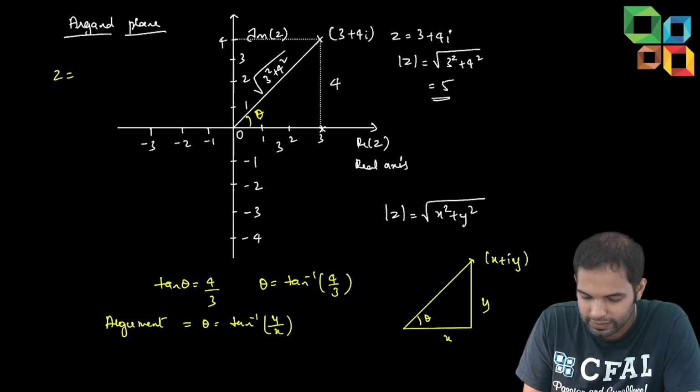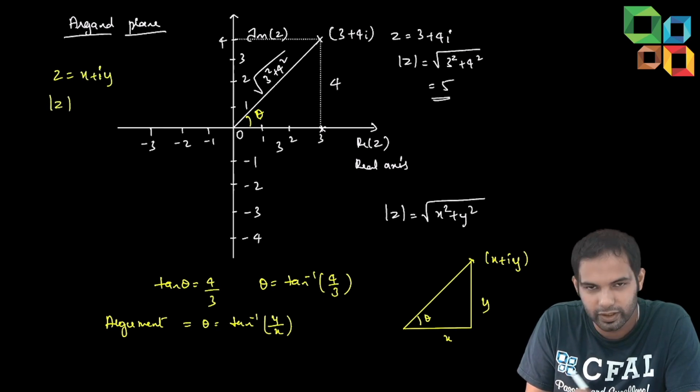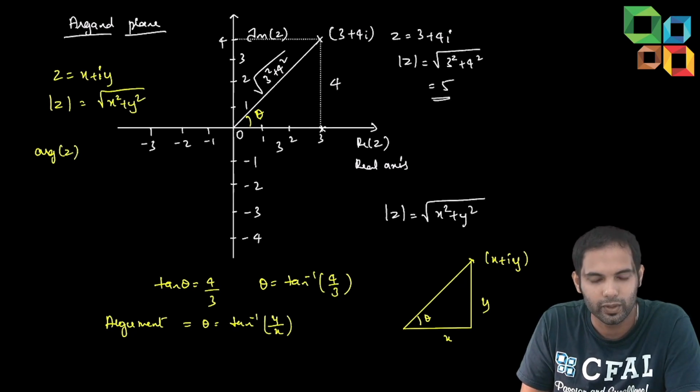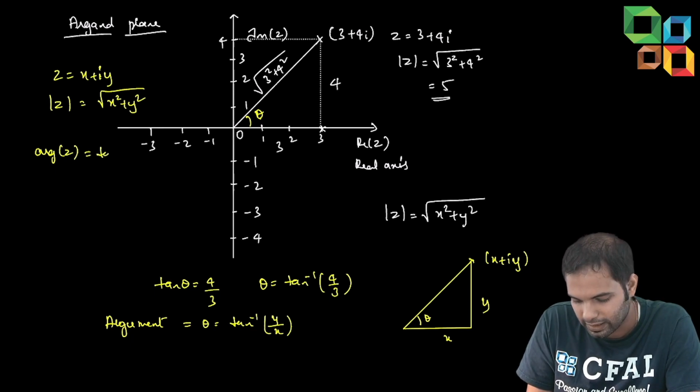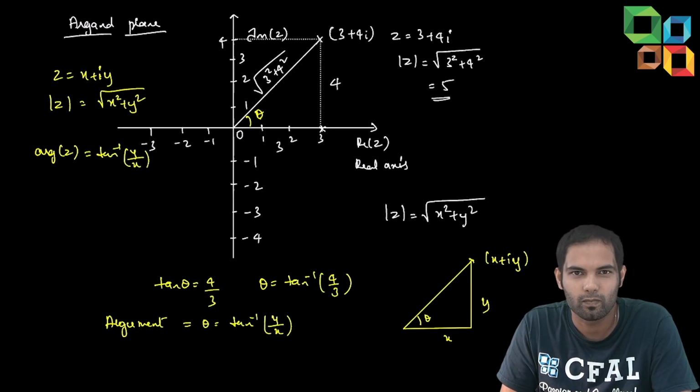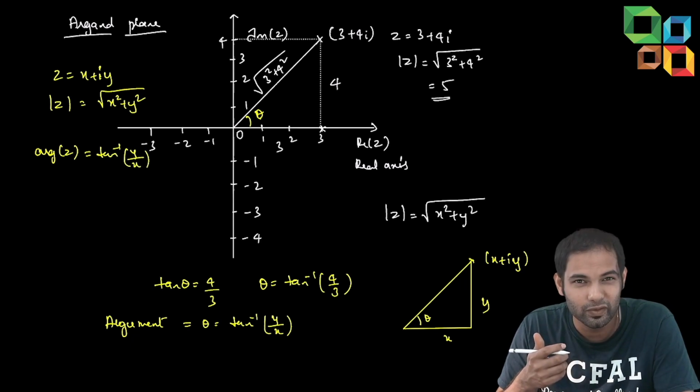So for this x plus iy, we know the modulus, usually denoted with this symbol, is nothing but root of x square plus y square. And the argument, we can write, is equal to tan inverse of y by x. Any complex number given, we should be able to find these two.